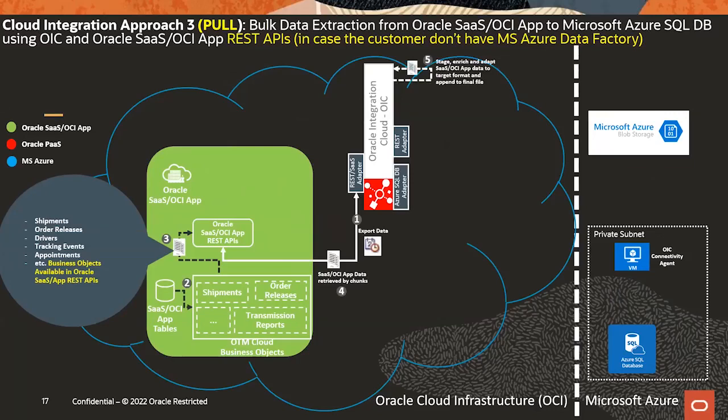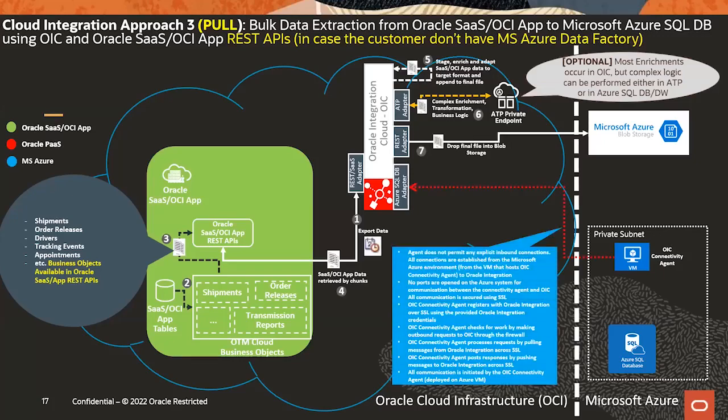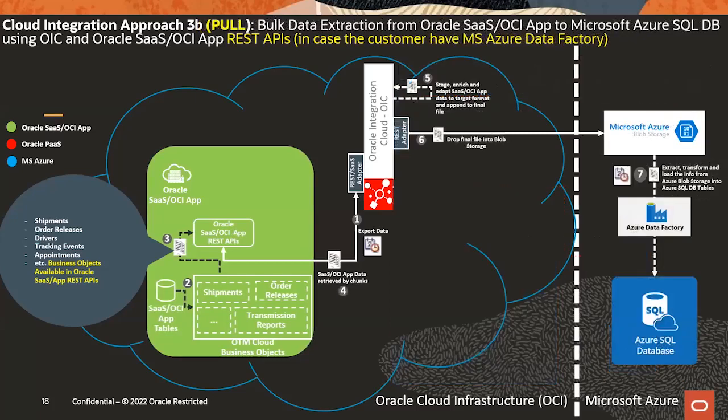then we can stage that information within OIC using the stage file action, and then we can enrich or transform that information into the format that the target system needs. And then the same approach, we drop the final file into Blob Storage, and then we execute either the bulk insert operation using the Azure SQL Adapter, or if the customer has Azure Data Factory, we send that to Blob Storage, and then they are going to have a data flow in Azure Data Factory where they are going to extract the information, transform, and then load that information into Azure database or data warehouse.